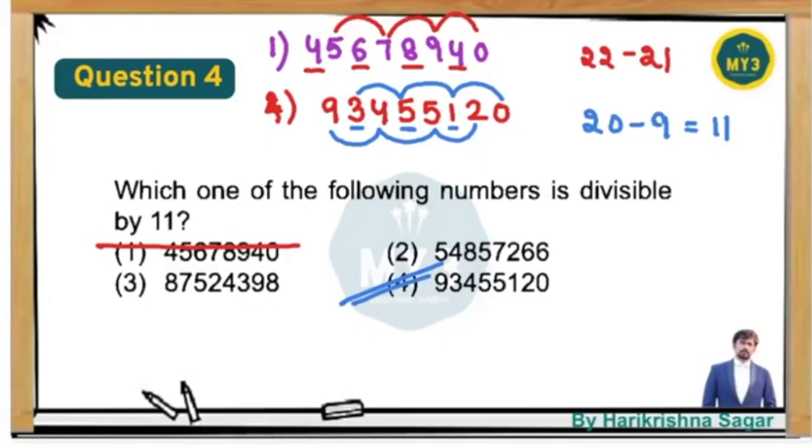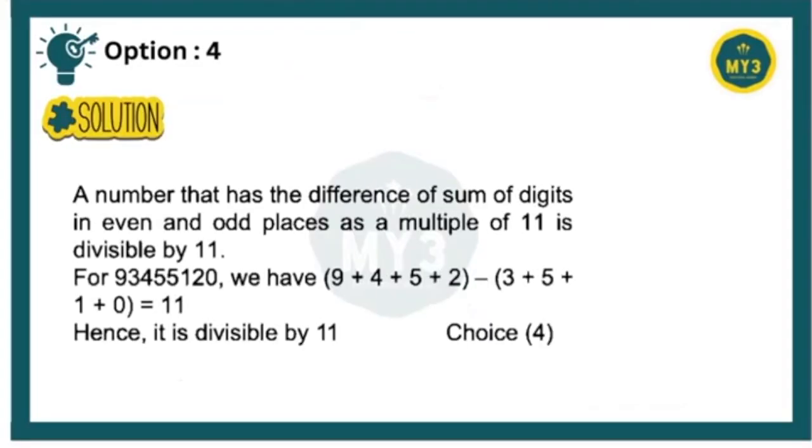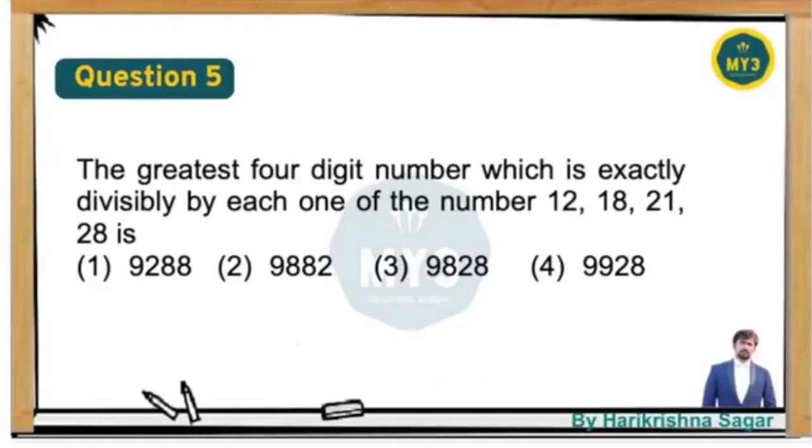These are called direct questions. You can easily solve them. So the answer must be option 4. So the difference of alternative digits can be 0 or a multiple of 11. We can also say it another way: the difference between the sums at odd places and even places is 0 or a multiple of 11. Next question on the screen.